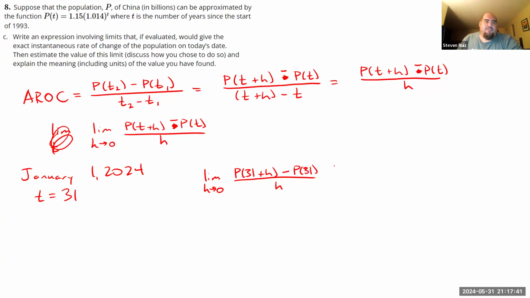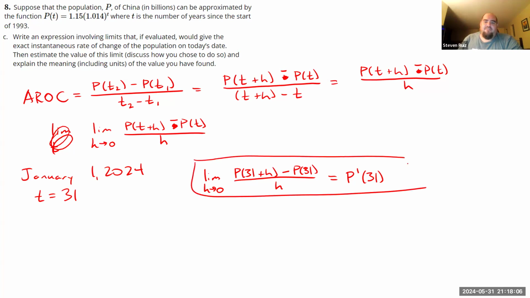And if we want to break this down and unite this to the derivative, what is this really giving me? This is going to give me the instantaneous rate of change of population, where we use p prime to talk about the derivative of p at what t value? 31. Okay, so I believe that is really as far as we can go with finding the derivative at this point. All right, then estimate the value of this limit.